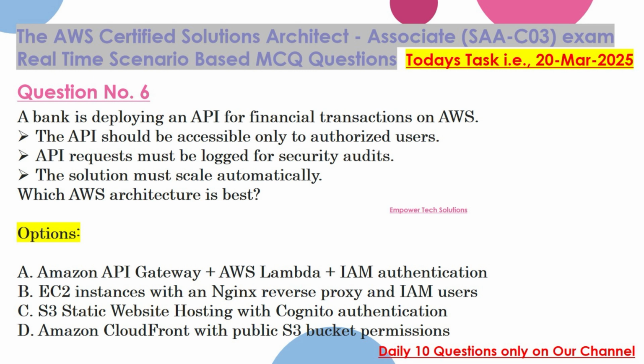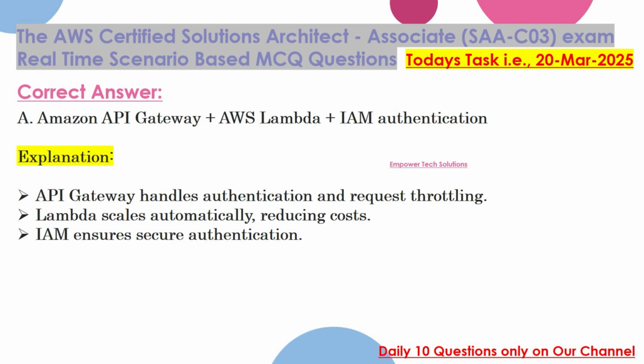Options: A. Amazon API Gateway plus AWS Lambda plus IAM authentication. B. EC2 instances with Nginx reverse proxy and IAM users. C. S3 static website hosting with Cognito authentication. D. Amazon CloudFront with public S3 bucket permissions. Correct answer: A. Amazon API Gateway plus AWS Lambda plus IAM authentication.